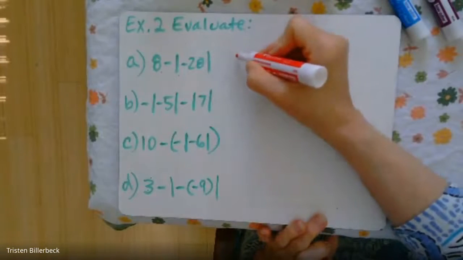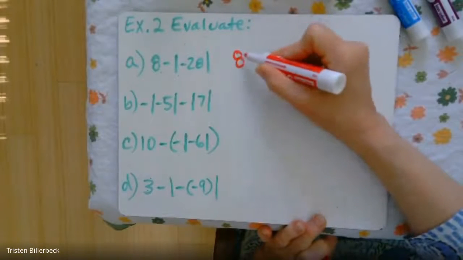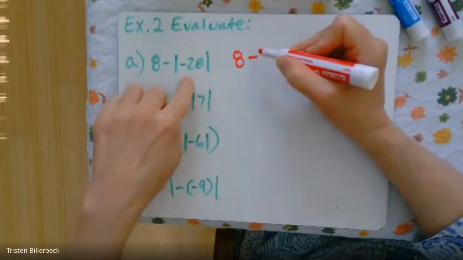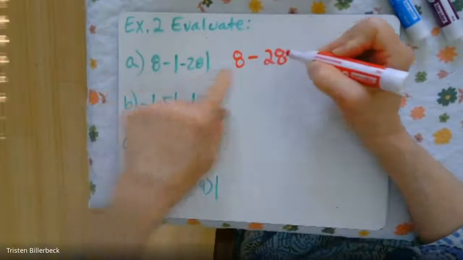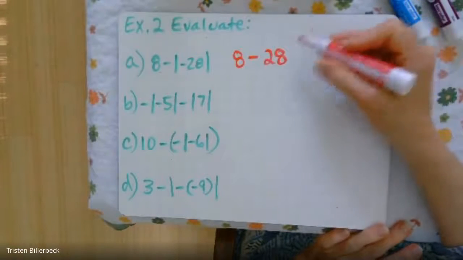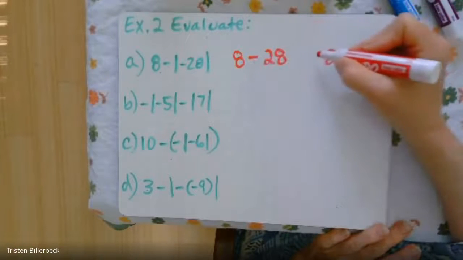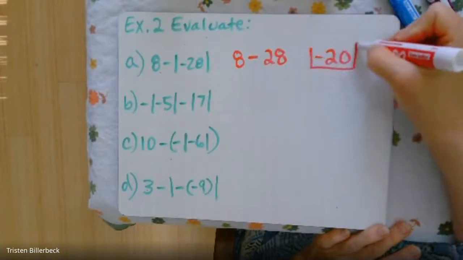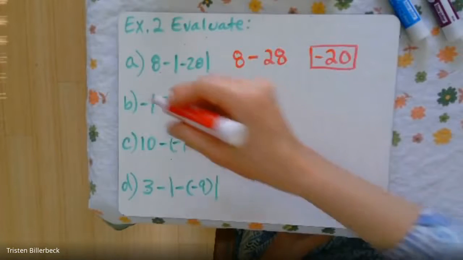So if we rewrote this, applying the absolute value, we would have 8 minus, and the absolute value of negative 28 is positive 28. Now we have different signs, take the difference. Well, 28 minus 8 is 20, and the larger number has a negative sign in front of it. So that'll be negative 20.